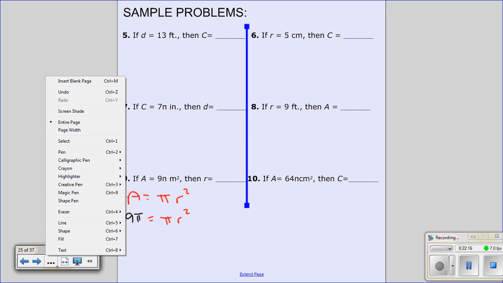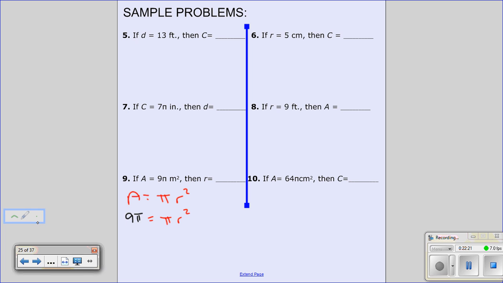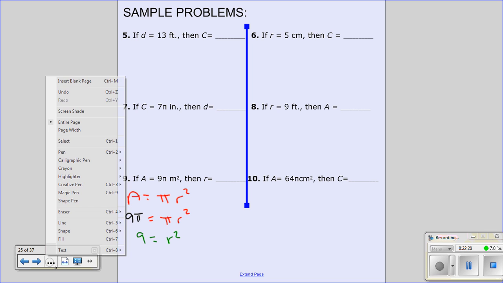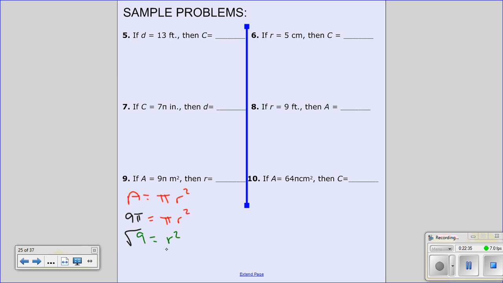Again, to get the radius by itself, we'll first have to divide both sides by pi, which would leave us with 9 is equal to radius squared. But again, I want the radius. I don't want radius squared, so the next thing I would have to do is take the square root of both sides. So the radius is equal to 3. So 3 meters is your radius. So again, when you're writing your units, the only one that you square is area. All other units, write them as normal, please.